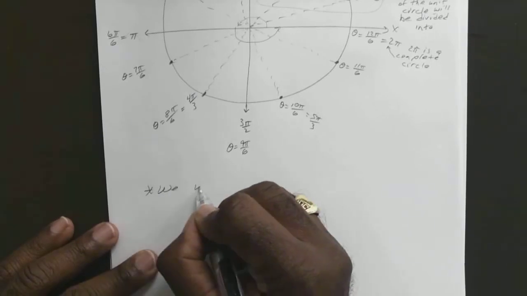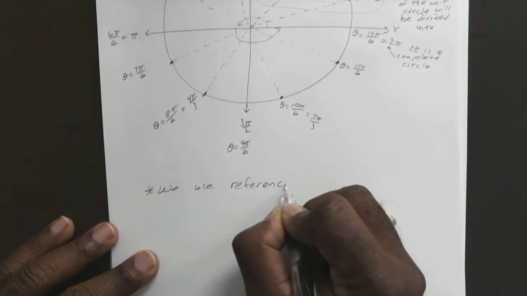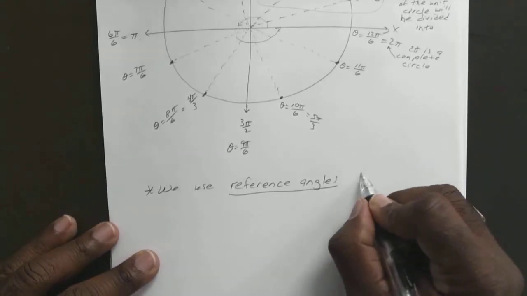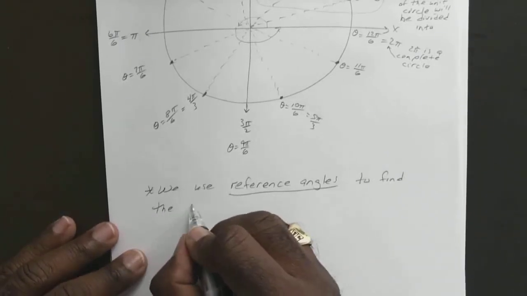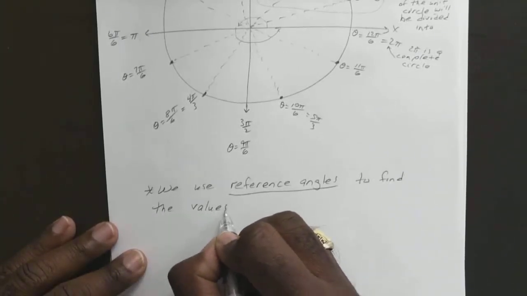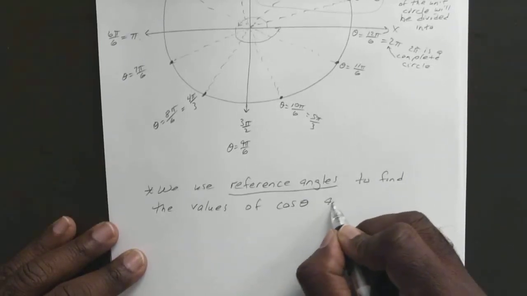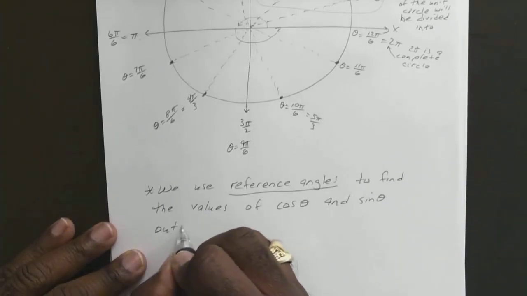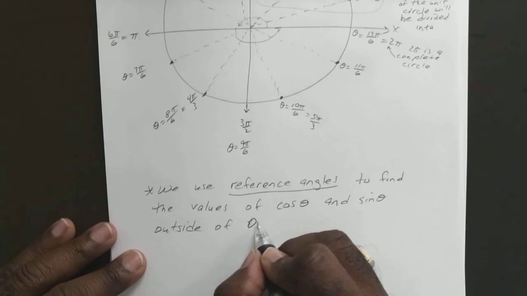Okay, so we use reference angles to find the values of cosine of theta and sine of theta outside of quadrant 1.